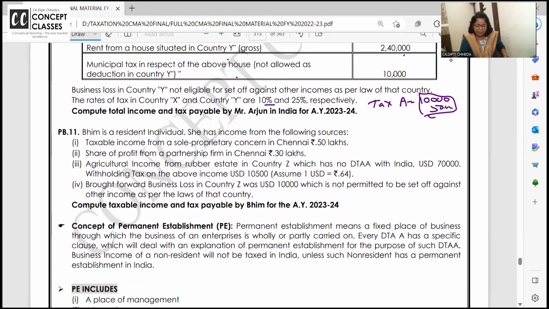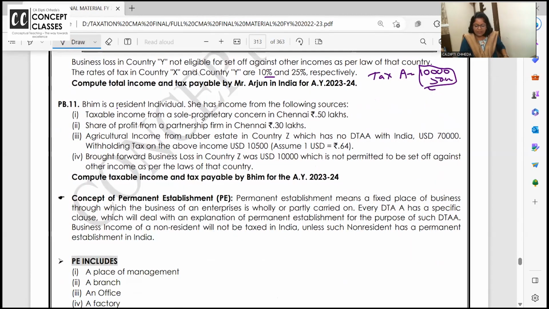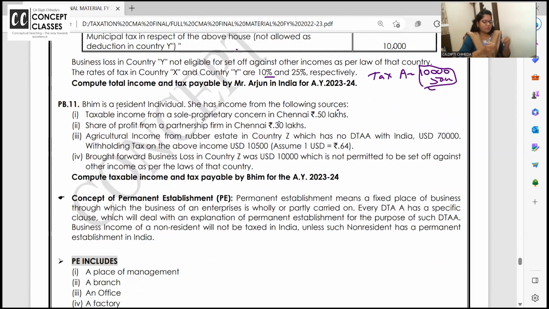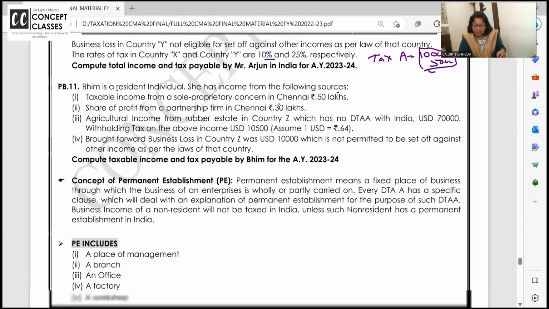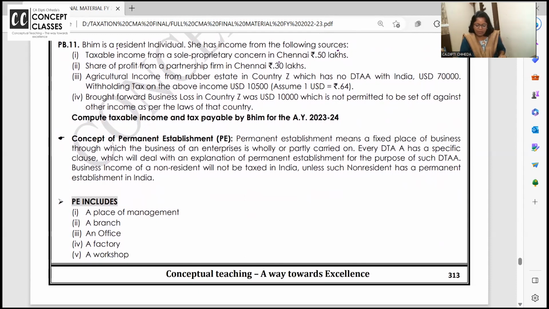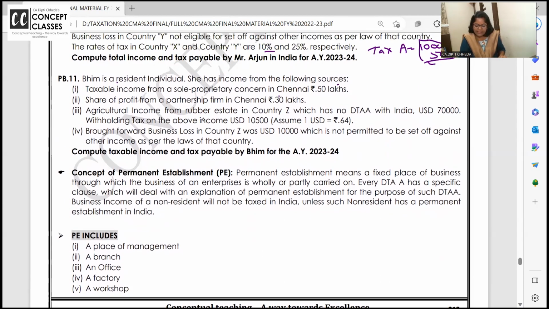Okay. Beam is a resident and she has income from following sources. Taxable income from the sole proprietorship is given to you. Chennai, share of the profit from a partnership firm in Chennai, that we all know it is exempt. Agricultural income from country Z with which we don't have DTA means they are asking for relief.